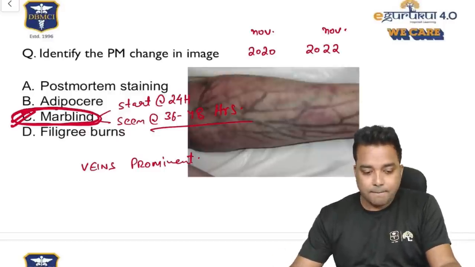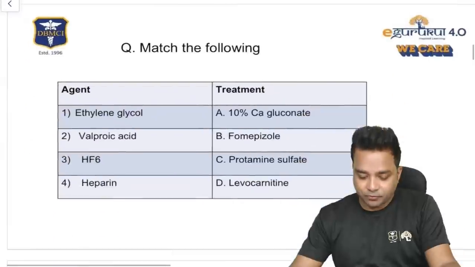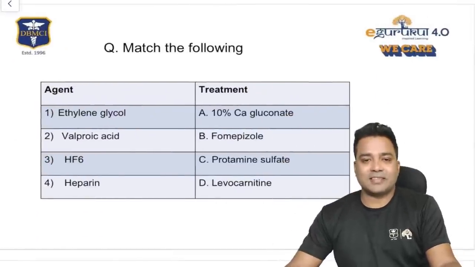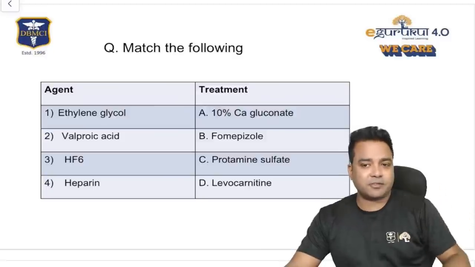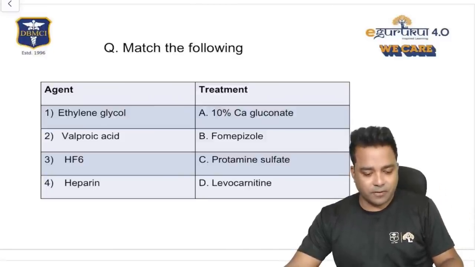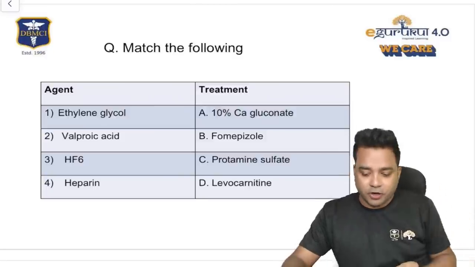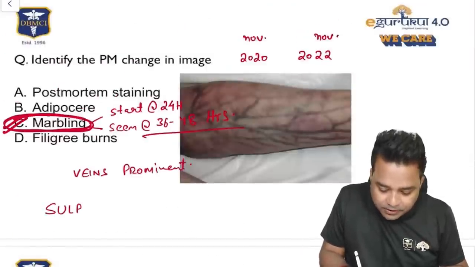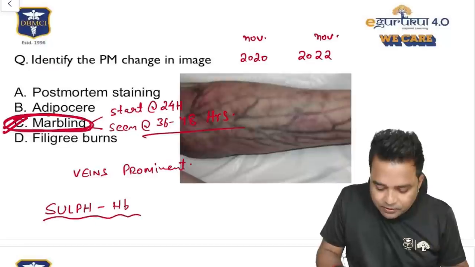I hope it is done. Chalo aage badhe. Let us move ahead. Now solve some match the following questions. Answer this one. Try to match it quickly, all of you. And yes, marbling is due to production of sulfhemoglobin pigment, which is a green color pigment. Sulfhemoglobin is the green color pigment which gives rise to marbling.